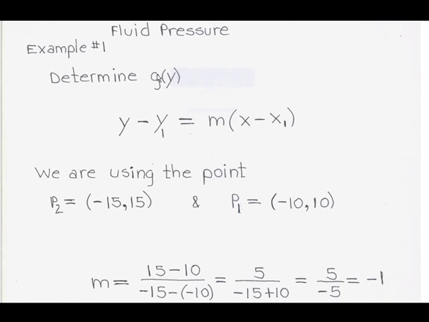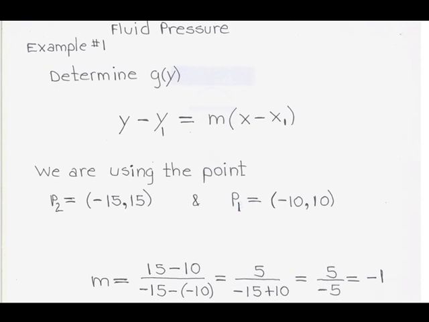We will now determine G of Y. We will use the point slope formula in order to do that. The point slope formula is given to us as Y minus Y1 is equal to M times X minus X1. We are using the point P2 equal to negative 15, 15, and P1 equal to negative 10, 10.